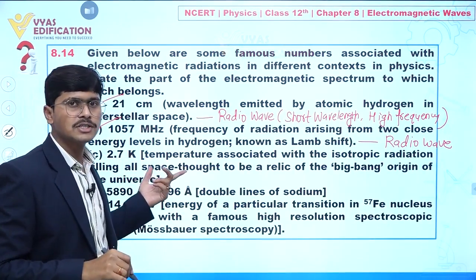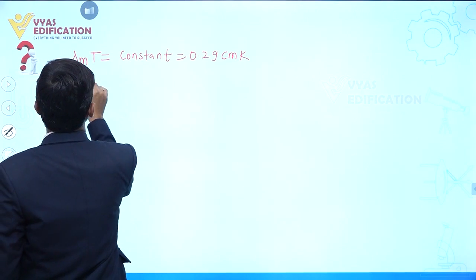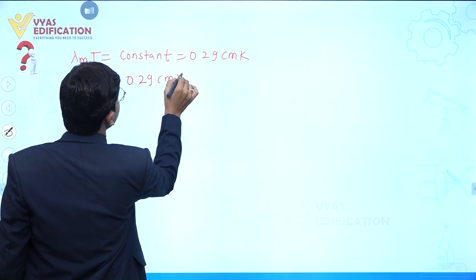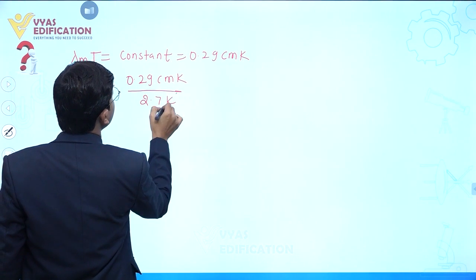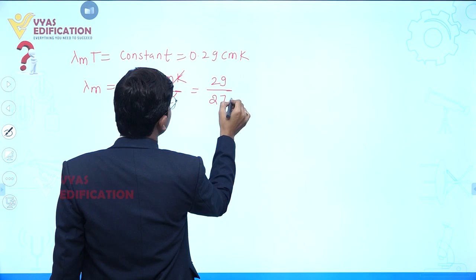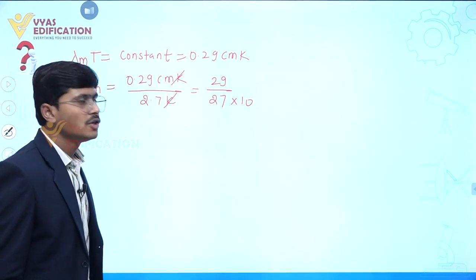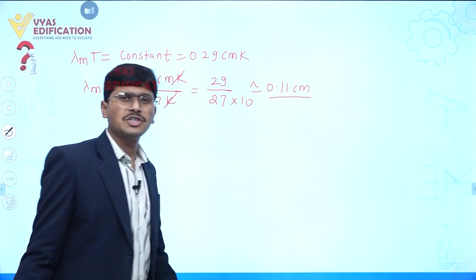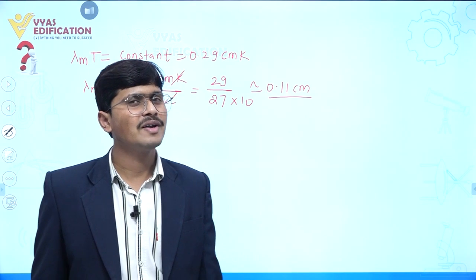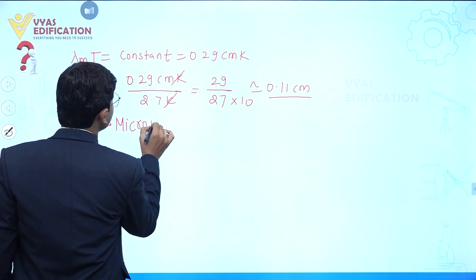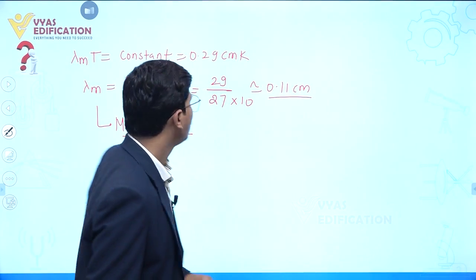In this question it is given as 2.7 Kelvin. So from here you can see lambda m is given by 0.29 centimeter Kelvin divided by 2.7 Kelvin. Kelvin and Kelvin cancel out. So we can say 29 divided by 27, and it is divided by 10. If you calculate, near about you will find 0.11 centimeter, clear. This wavelength lies in the range of microwave, clear. So in the electromagnetic spectrum, this wavelength is related to microwave, clear.